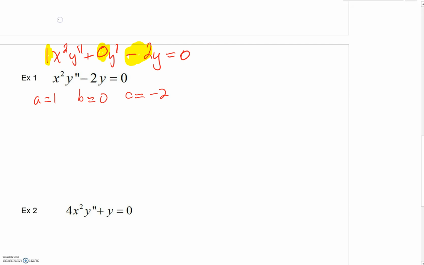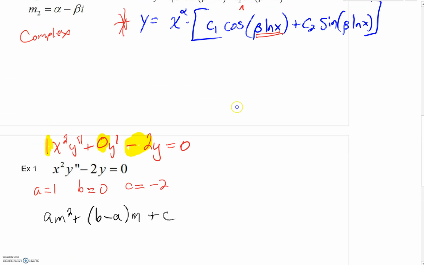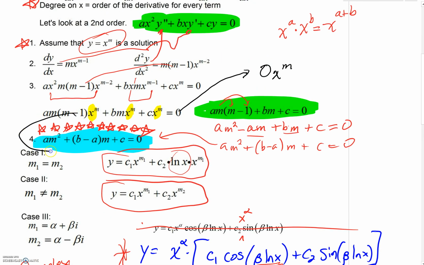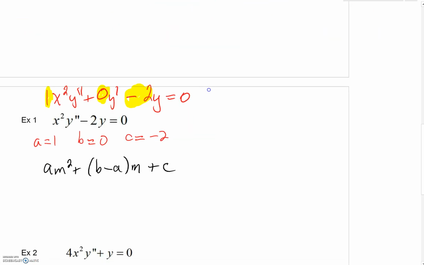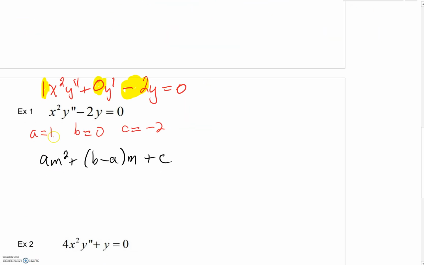Where we're going with this is, like we saw earlier, and I put all those red stars out in front and highlighted it in light blue, I'm talking about number 4 right here. That's really where we're jumping, and we're just going to plug this in. You plug in your 1, you'll just have an m squared. And then we'll have b minus a, well, that's 0 minus 1. And then our c, of course, is -2.